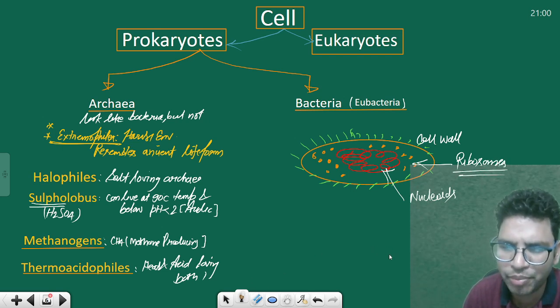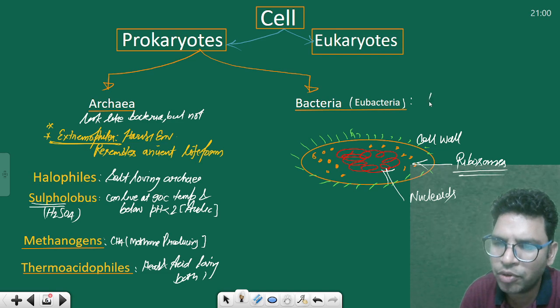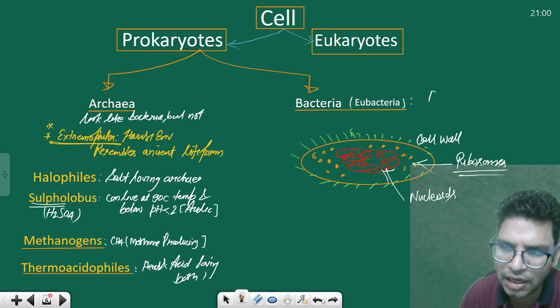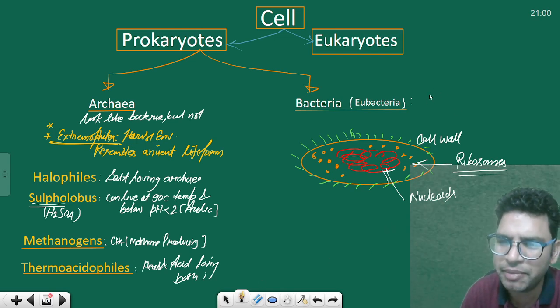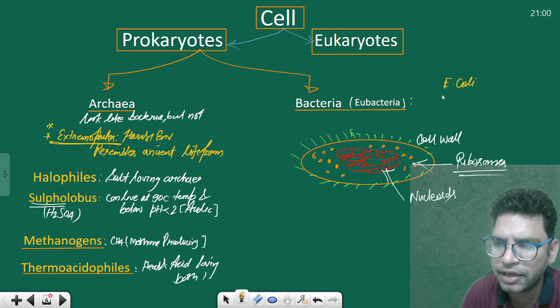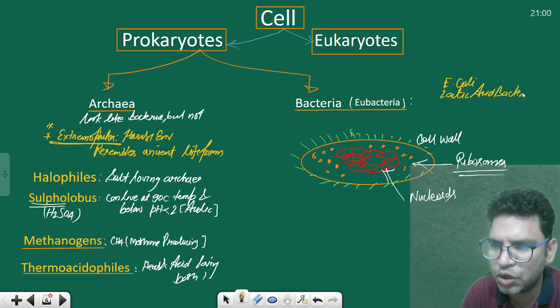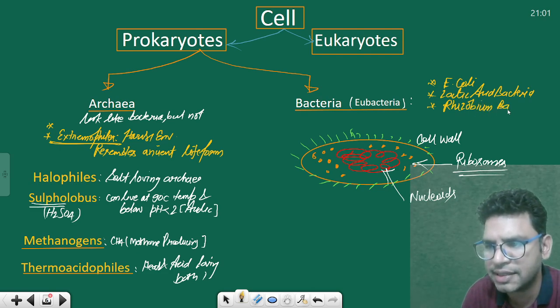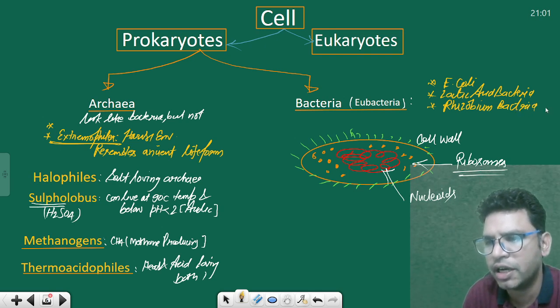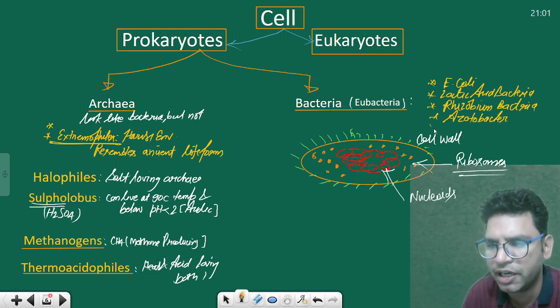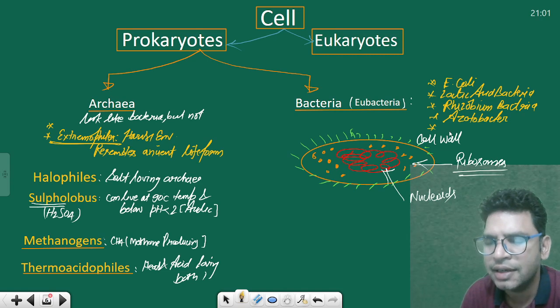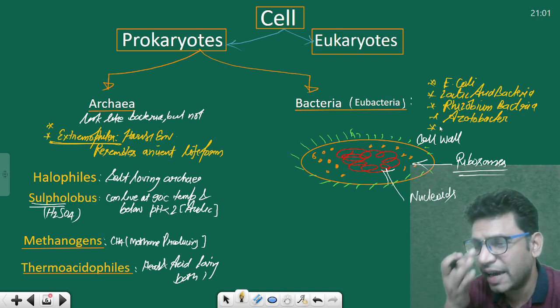And you have n number of bacteria, good bacteria, bad bacteria. For example, E. coli bacteria. We have lactic acid bacteria, which are useful bacteria. We have Rhizobium bacteria, which have a symbiotic relationship with legumes. We have Azotobacter, a free-living nitrogen-fixing bacteria, right? Then there are many other bacteria.